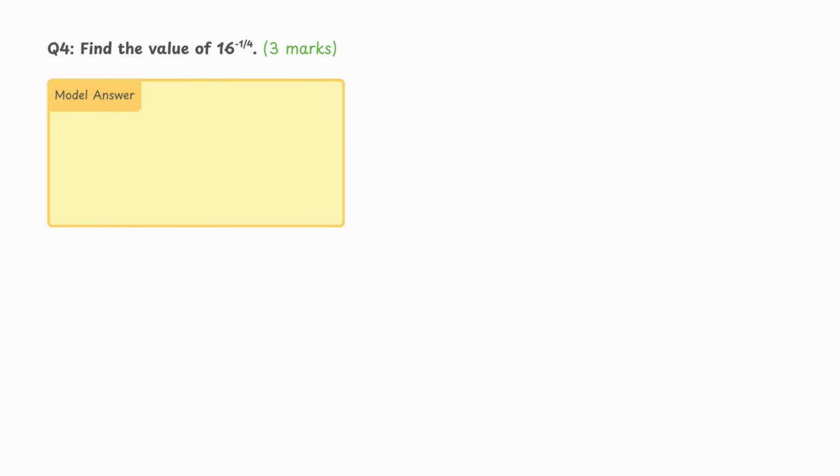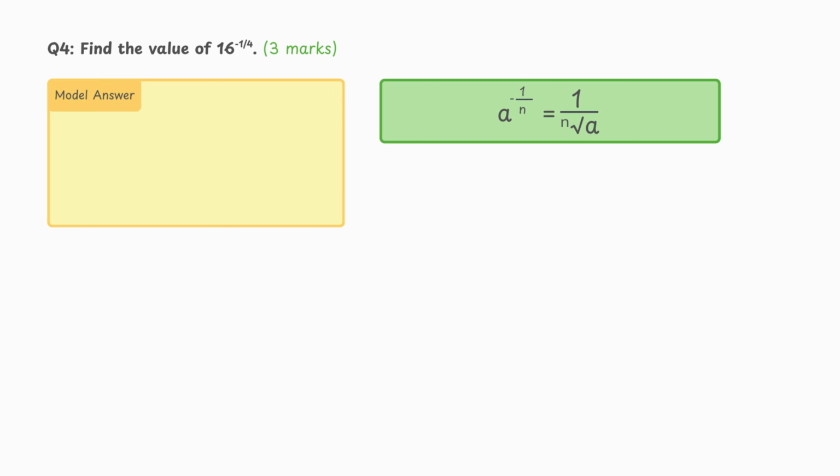Question 4. Find the value of 16 to the power of negative 1 over 4. We use the index law that says when a number is raised to a negative fractional power, it becomes 1 over the nth root of that number. This is why 16 to the power of negative 1 over 4 becomes 1 over the fourth root of 16. This earns 1 mark.